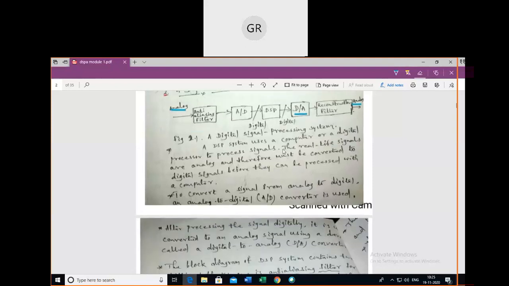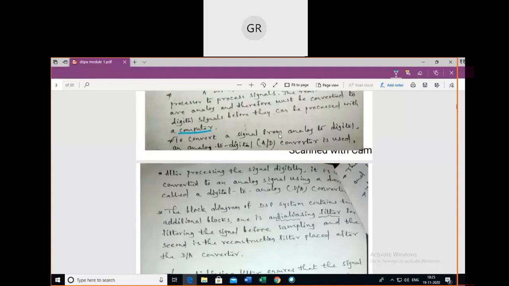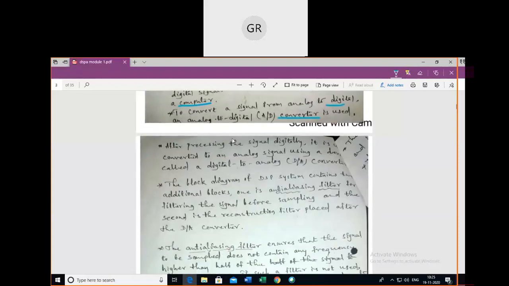Let me briefly explain this. A DSP system uses a computer or a digital processor to process signals. The real life signals are analog and therefore must be converted to digital signal before they can be processed with a computer. To convert a signal from analog to digital, an analog to digital converter is used. After processing the signal digitally, it is converted to an analog signal using a digital to analog converter.